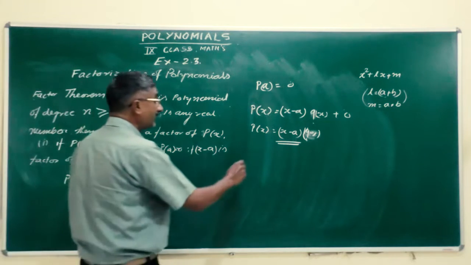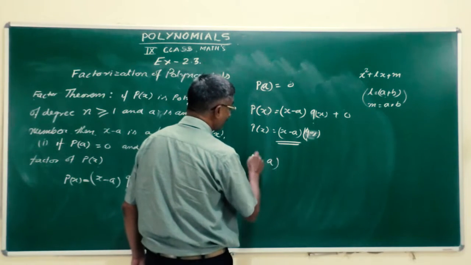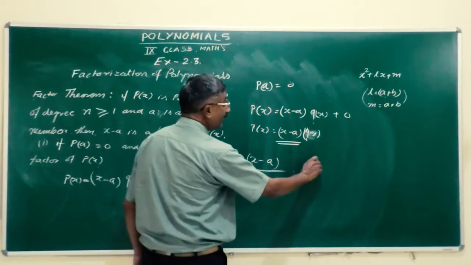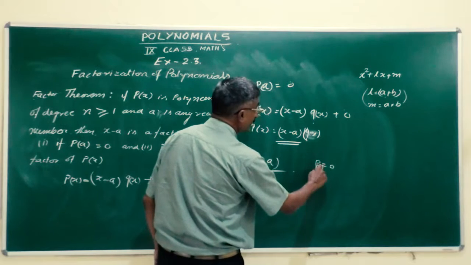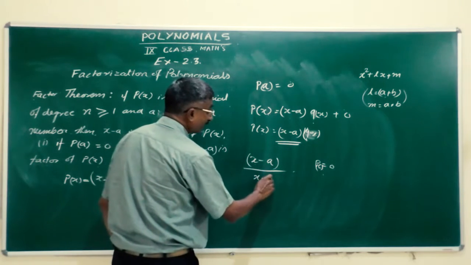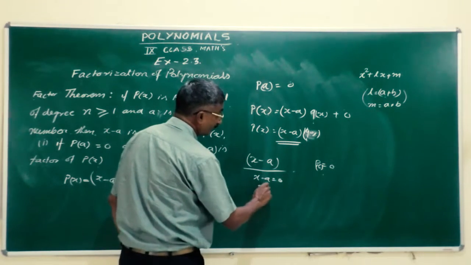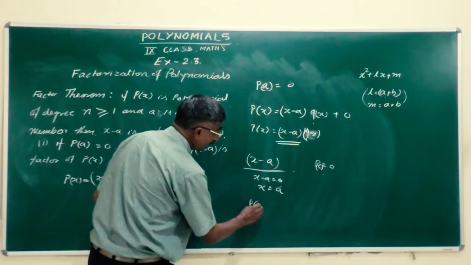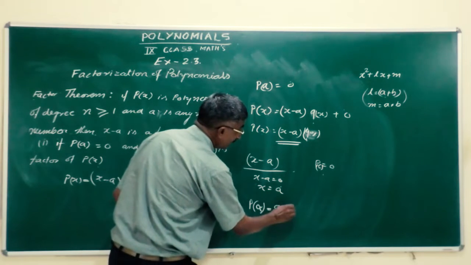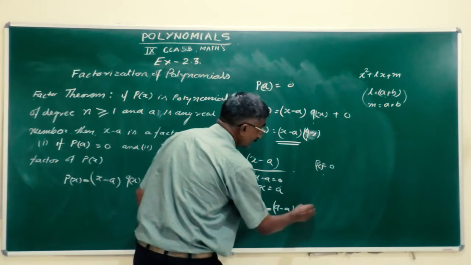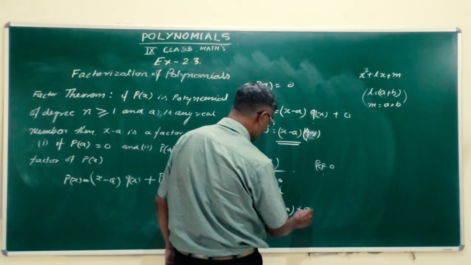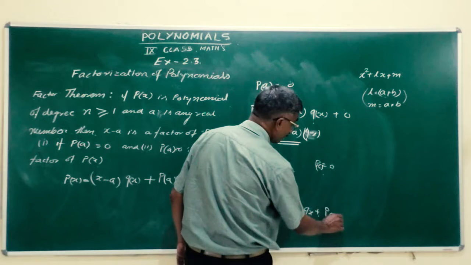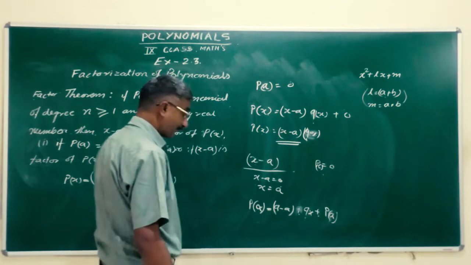And what is the second statement? If x minus a is a factor, clear, then pa will be equal to 0, meaning if we substitute x minus a equal to 0, so x is equal to a. So pa is equal to a minus a into qx plus the remainder, that is pa.